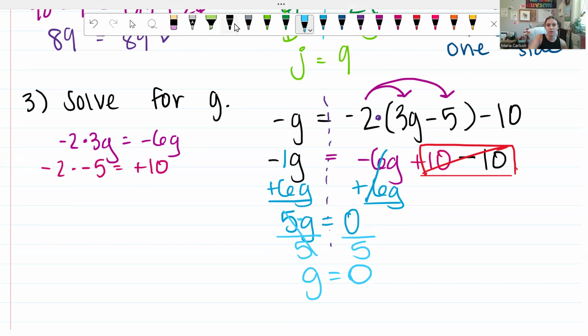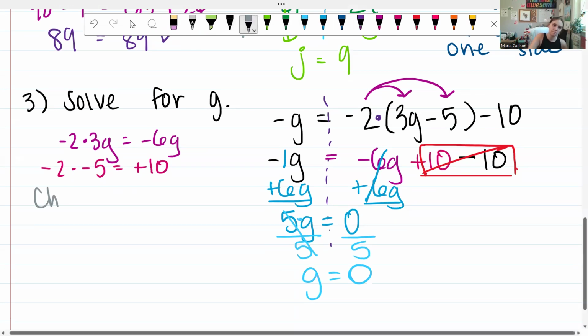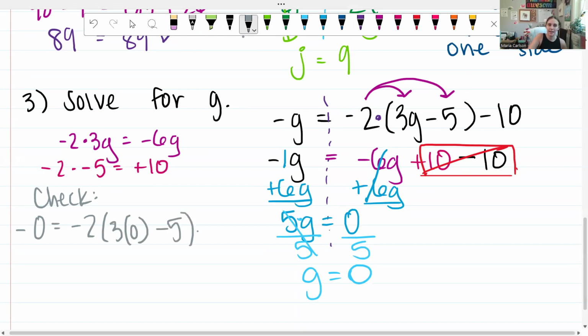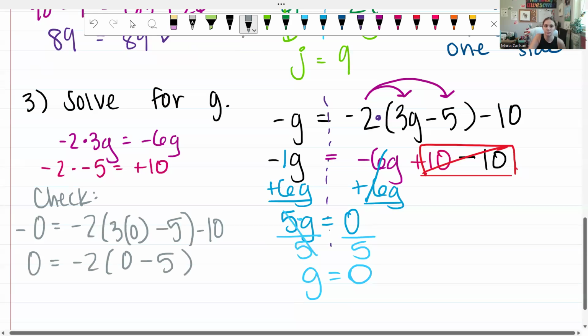Now I'm going to check my work. Our original equation is negative, and then 0 is equal to negative 2 times 3 times 0 minus 5, and then outside of that, minus 10. I hope we all know negative 0 is not a thing. 0 is neither positive nor negative. So that's just 0, which is equal to negative 2 times 3 times 0 is 0. So we have 0 minus 5 minus 10.